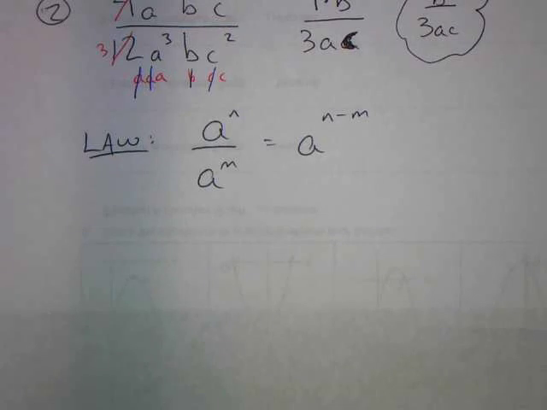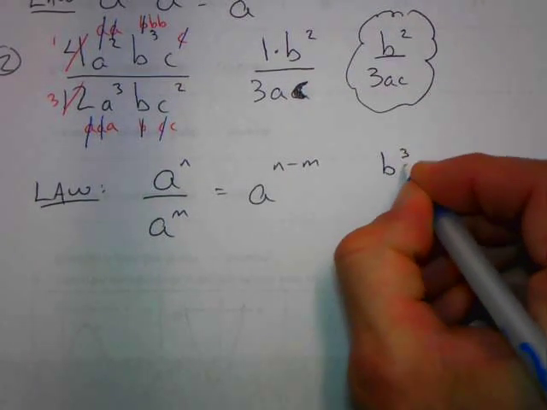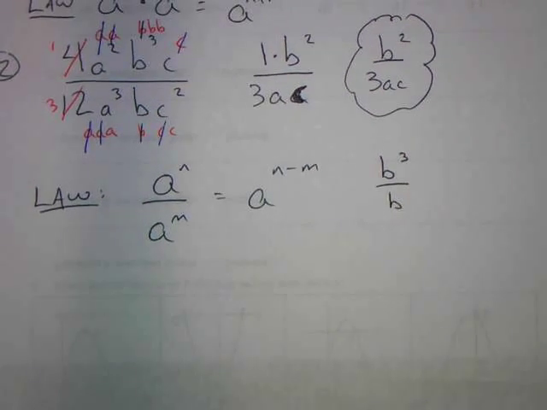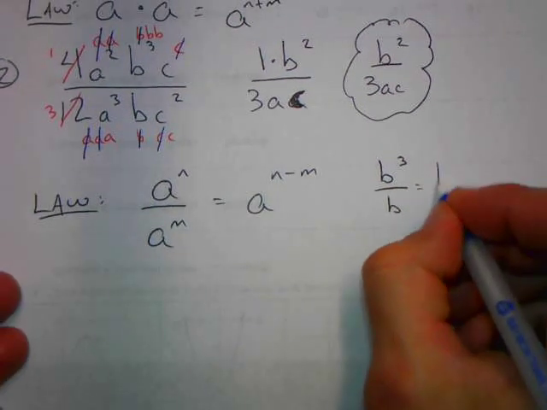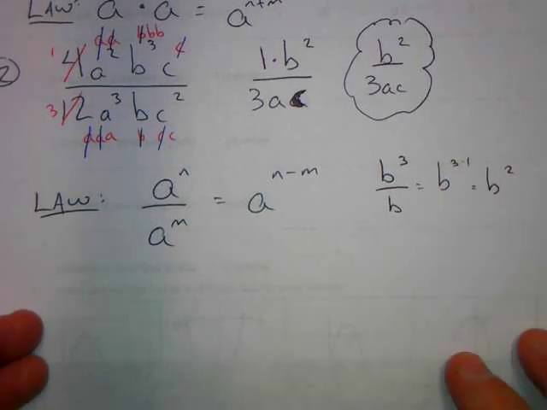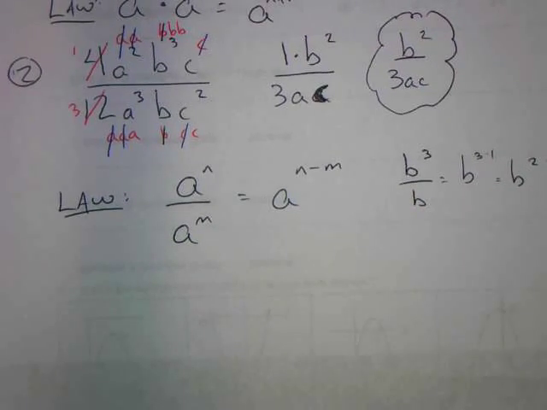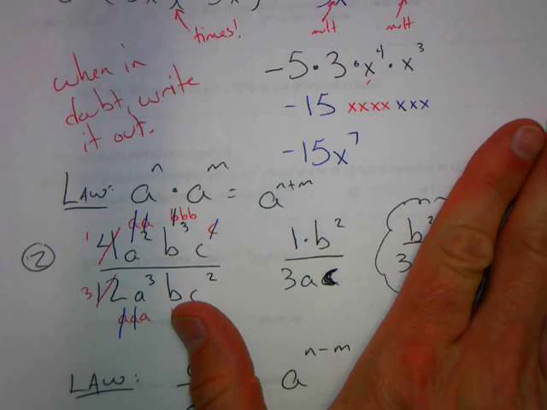And the only example I'm going to give you for this was that one thing that we did with the b's. Do you remember we had b to the third over b? Isn't that the same thing as b to the 3 minus 1, or b squared? So that was that one example. There's that law. All right, so that's how we figure number 2. But again, when in doubt, write it out.